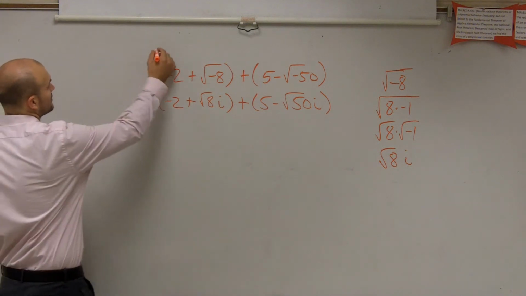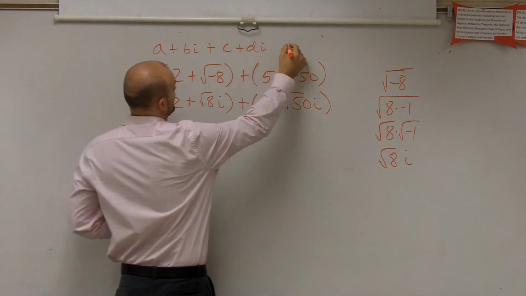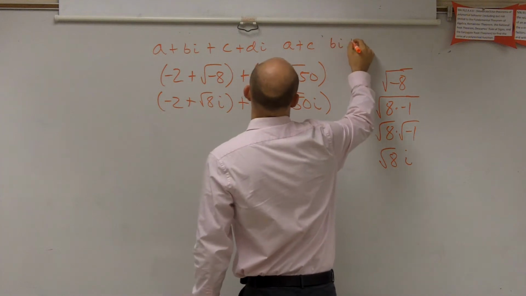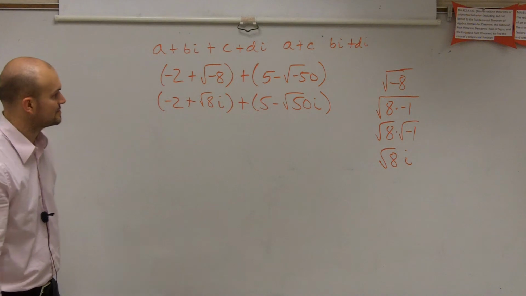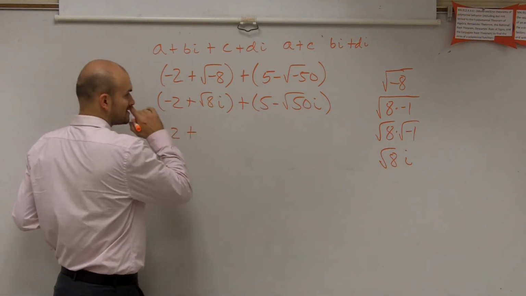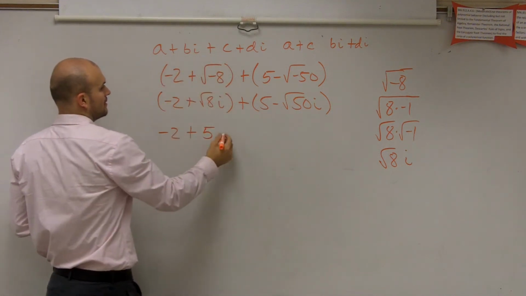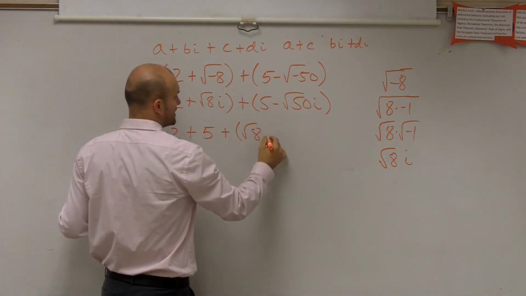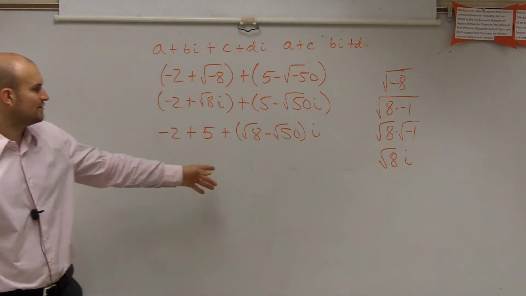There's actually a formula. When you have complex numbers, you can only add a plus c and bi plus di, where you can only add the b and the d, which are their coefficients. All right? So I'm going to write the same thing. I'm going to write negative 2 plus 5. That's your a plus c. And then plus, we would write square root of 8 plus the negative square root of 50, times i, because those are going to be your coefficients when you add them up.